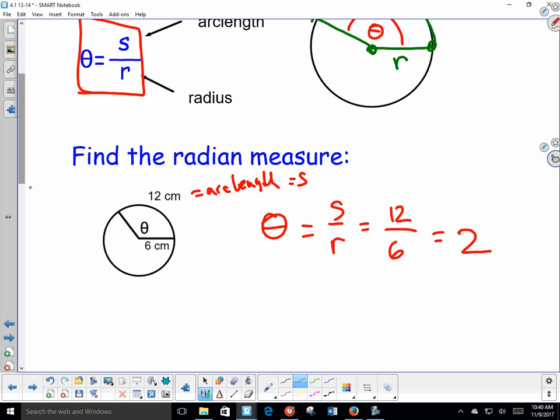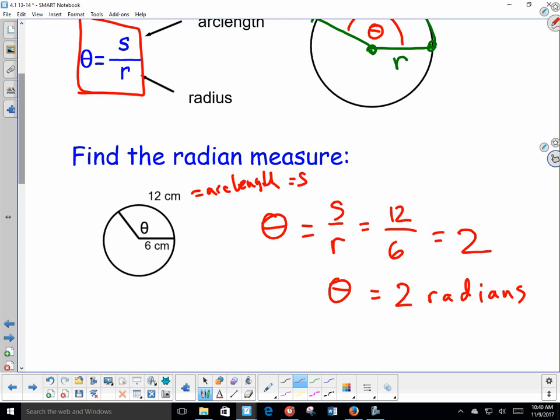Centimeters. Minutes. What? Degrees. Second. I'm hearing all sorts of things from block 2 right now. Degrees. The correct answer is radians. So theta is equal to 2 radians.